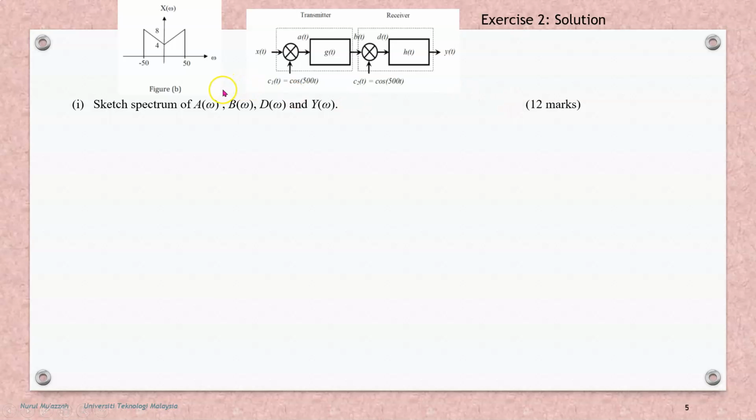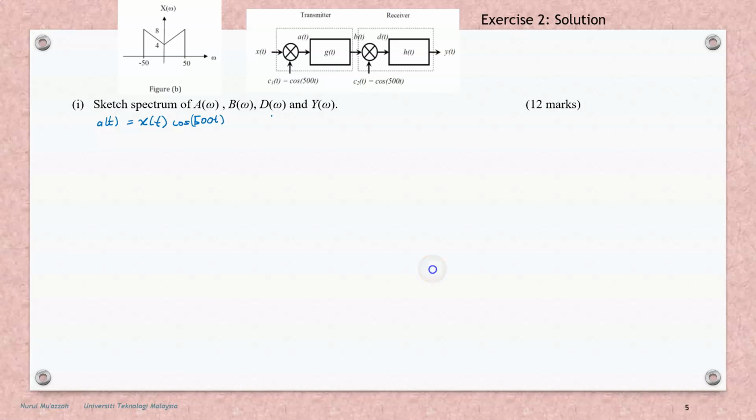Okay, it means that each of the sketches here will contribute 3 marks. Understand the concept of modulation in order to plot A omega. So we know that A(t) comes from x(t) modulation. Of course, it is multiplied with cos 500t. Like I say, when any signal is multiplied by a cosine signal, you can use the modulation properties.